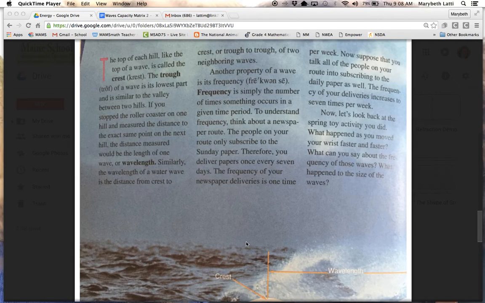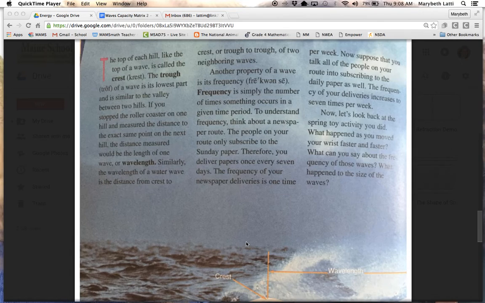The top of each hill, like the top of a wave, is called the crest. The trough of a wave is the lowest part and is similar to the valley between two hills. If you stop the roller coaster on one hill and measured the distance to the exact same point on the next hill, the distance measured would be the length of one wave, or wavelength. Similarly, the wavelength of a water wave is the distance from crest to crest, or trough to trough, of two neighboring waves. Another property of a wave is its frequency.